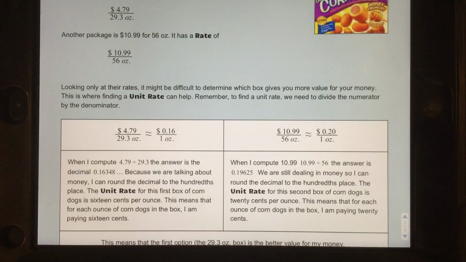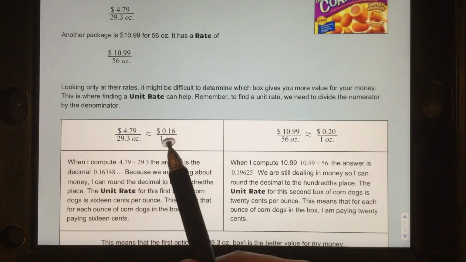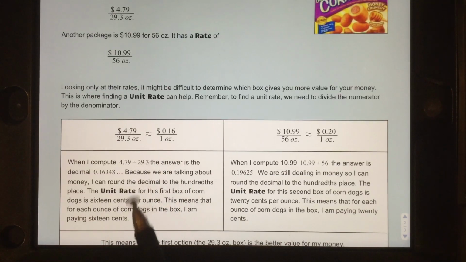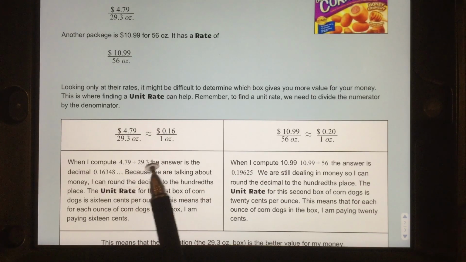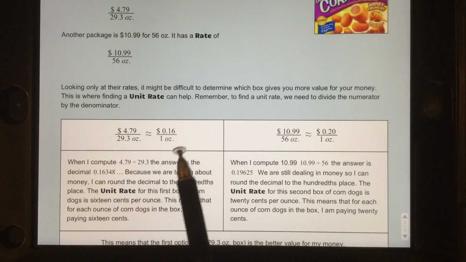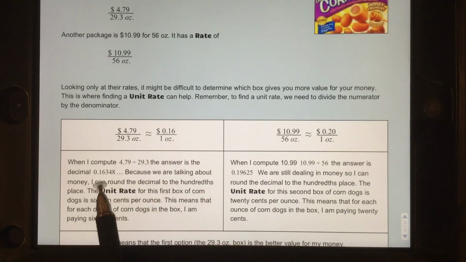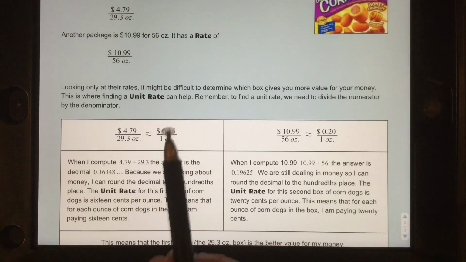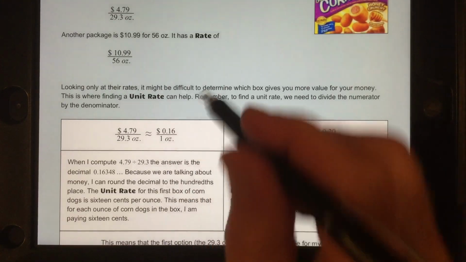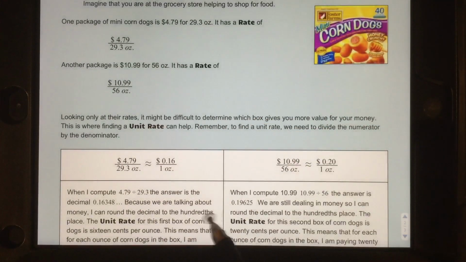And I got a decimal. It was 0.16348, and this one went on and on. Well, I just rounded it because we're dealing with money. So I rounded it to the hundredths. I cut it off after the 0.16, and I said that's 16 cents, because the 3 here didn't make it any more. So that was 16 cents per ounce for that first option A, we'll call it.